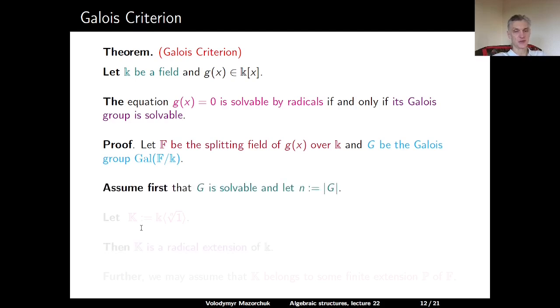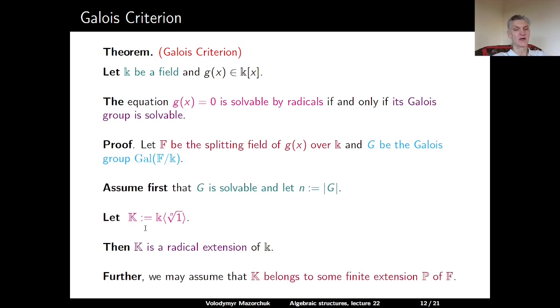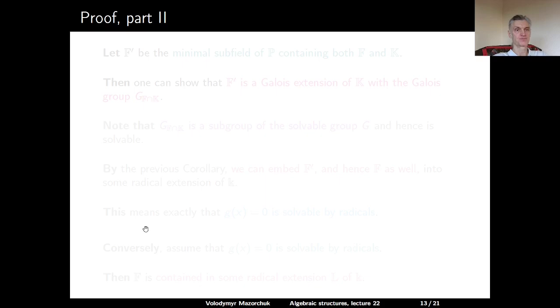Assume first that G is solvable, and let n be the cardinality of G. Let capital K be the field obtained from little k by adjoining the primitive nth root of unity. Then, of course, K is a radical extension of little k. Moreover, we may assume that capital K belongs to some finite extension P of our field F. That's because of the extension of homomorphism theorem.